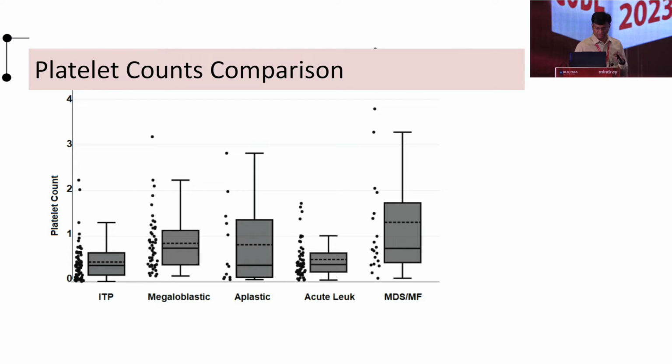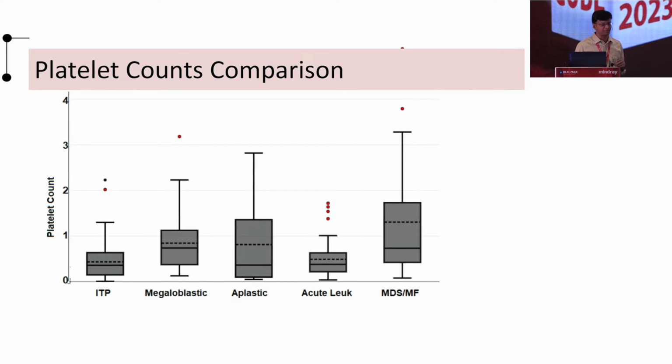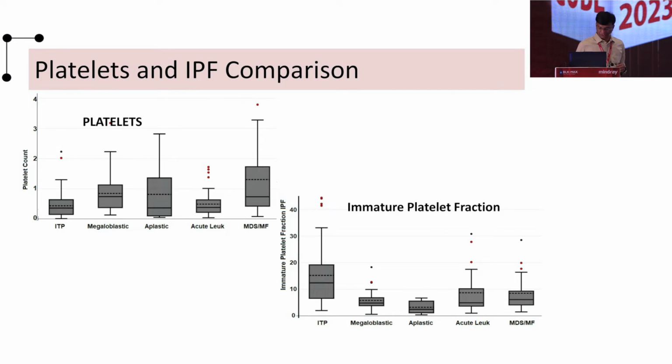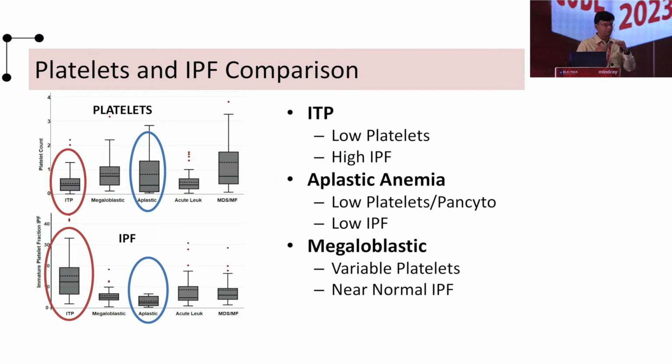and let me remove the platelet count dots here. Let me make it simpler. There are a few cases you can see at the top; they are outliers and are not counted in the statistics. Same as we did for the IPF. Then let me combine these together. When we put them one below the other, the interesting findings came out.